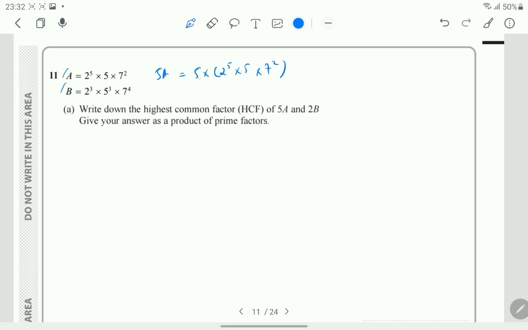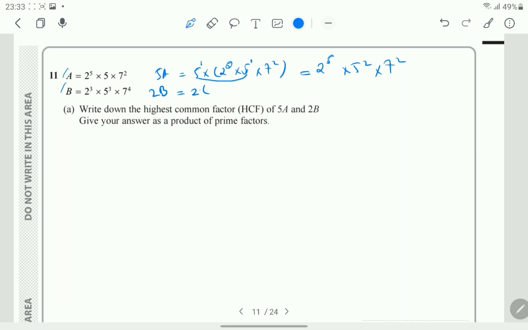And since 5 is getting multiplied with this only, because all these have different powers, so it has a power of 1 and it cannot be multiplied with this basically. So 5 and 5 do not get multiplied, their powers get added, so it's 1 and 1, so it would be 2 raised to the power 5 into 5 square into 7 square. This is 5a. Now let's figure out 2b.